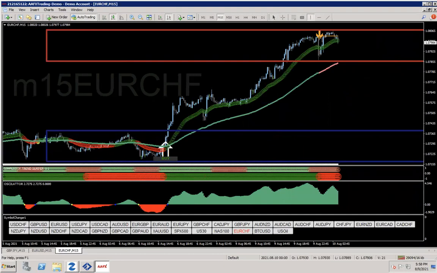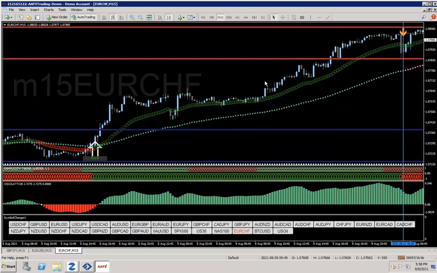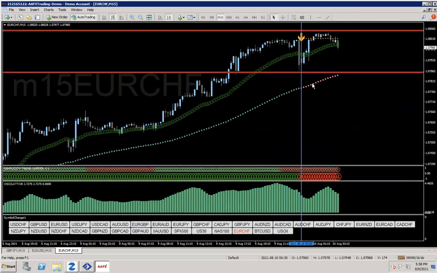And guess what? I would have known to get out. I know now that the trend is over and it's time for it to reverse, because now I see a red, the same 50 moving average. It's kind of salmon pink, but it's red.